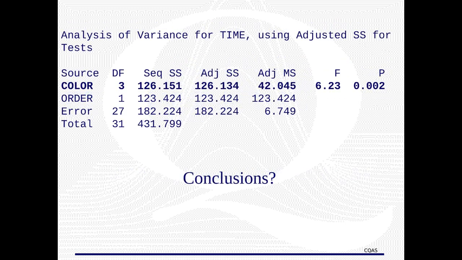Examining this revised analysis of variance table, we observe a substantial shift in our conclusions compared to the previous model. Notice that the color effect now yields an F-statistic of 6.23 with a p-value of 0.002, which is highly statistically significant. This represents a marked improvement over the previous result. The critical change here is that we've removed the color by order interaction term from the model. By doing so, we've eliminated 3 degrees of freedom from the error term, reducing it from 24 to 27.